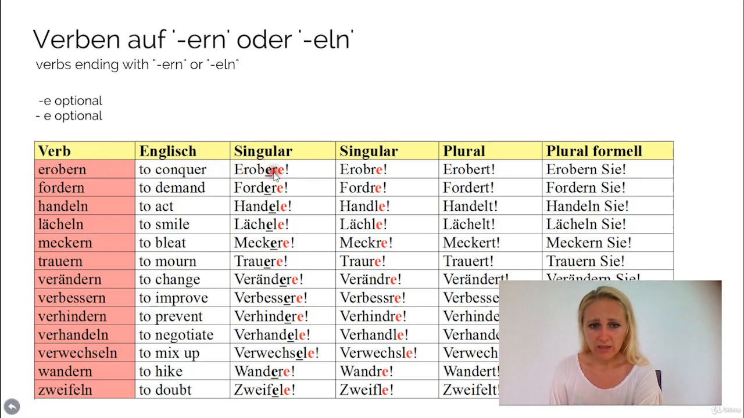Erobern, you can keep the e here, but you can also just omit it. Both is possible. Okay, as you like. Erobere, erobere, fordere, forder, handele, handle, lächele, lächle. In grammatical terms, both is correct. You can use either way. Okay. Then we have here the plural form. It's exactly the same. Ihr erobert. The conjugation does not change. Ihr fordert, ihr handelt, ihr lächelt, and so on and so forth.